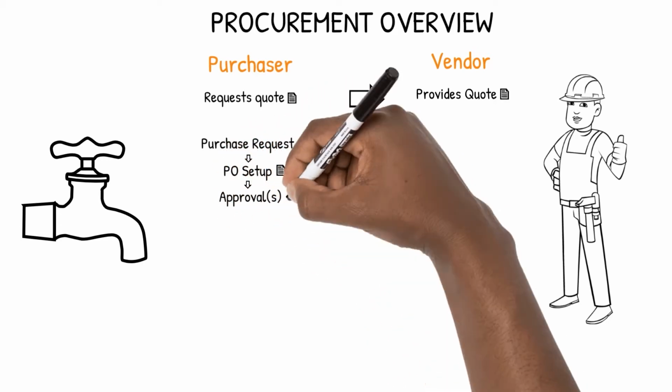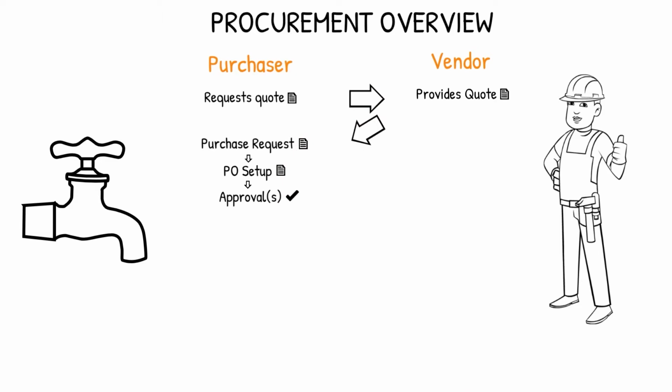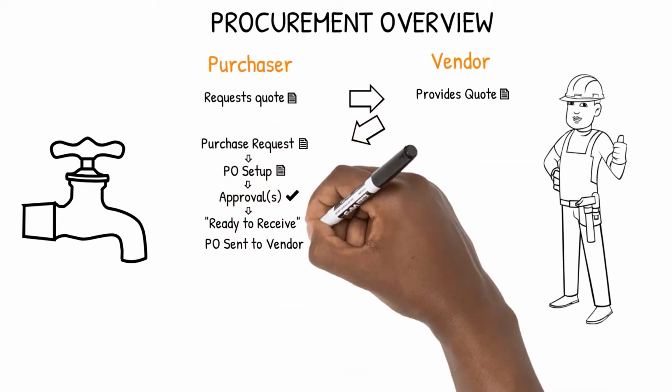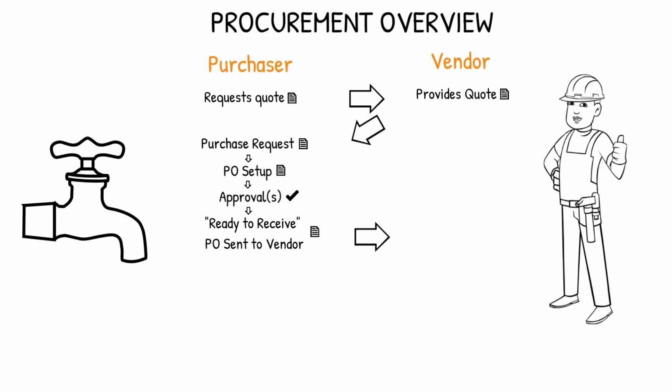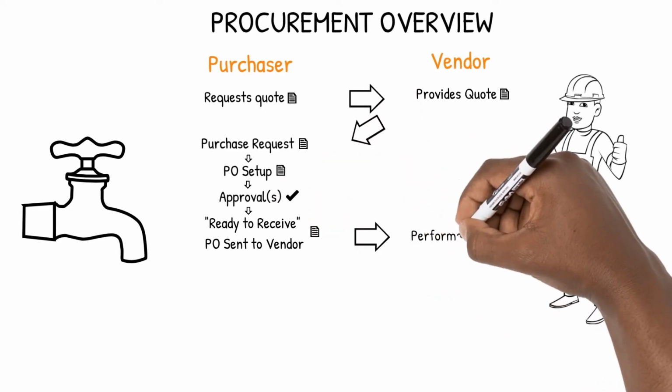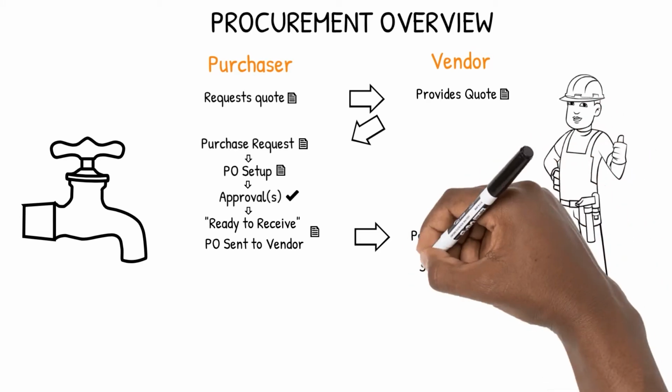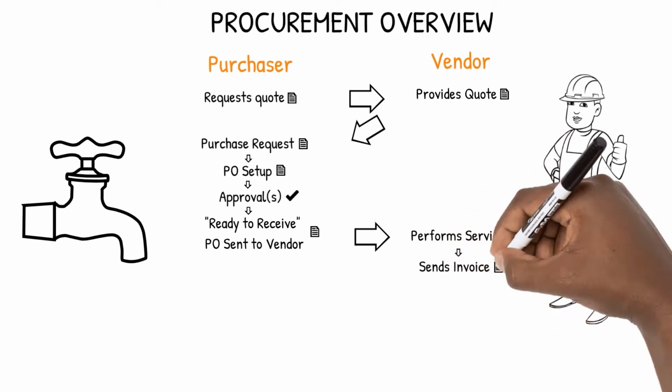Now the PO goes through an approval process, and once the PO is approved, it moves into a ready-to-receive stage and you can send it to your vendor. Your vendor gets the PO, they send a plumber, and they complete the needed repairs. After that, many vendors will send an invoice for the service they performed or items they sent.